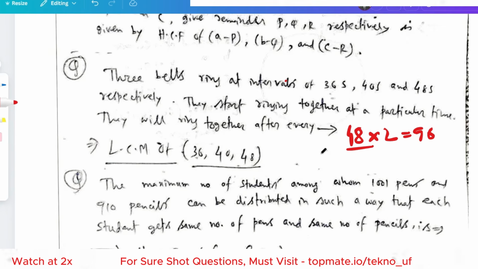If we multiply this number by 2, then this becomes such a number which is also not divisible by 36. If we multiply this number by 3, then this becomes 888. Okay, so this number is divisible by 36. Then now check if this number is divisible by 48, yes or no. Just calculate that. If it is not divisible by 48, then just keep multiplying.